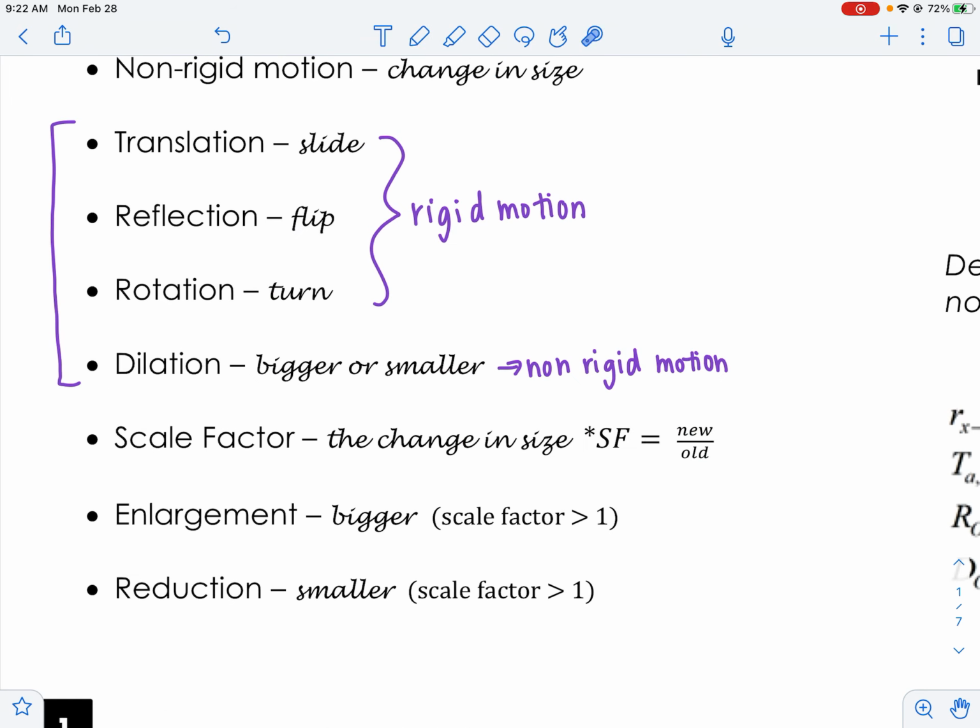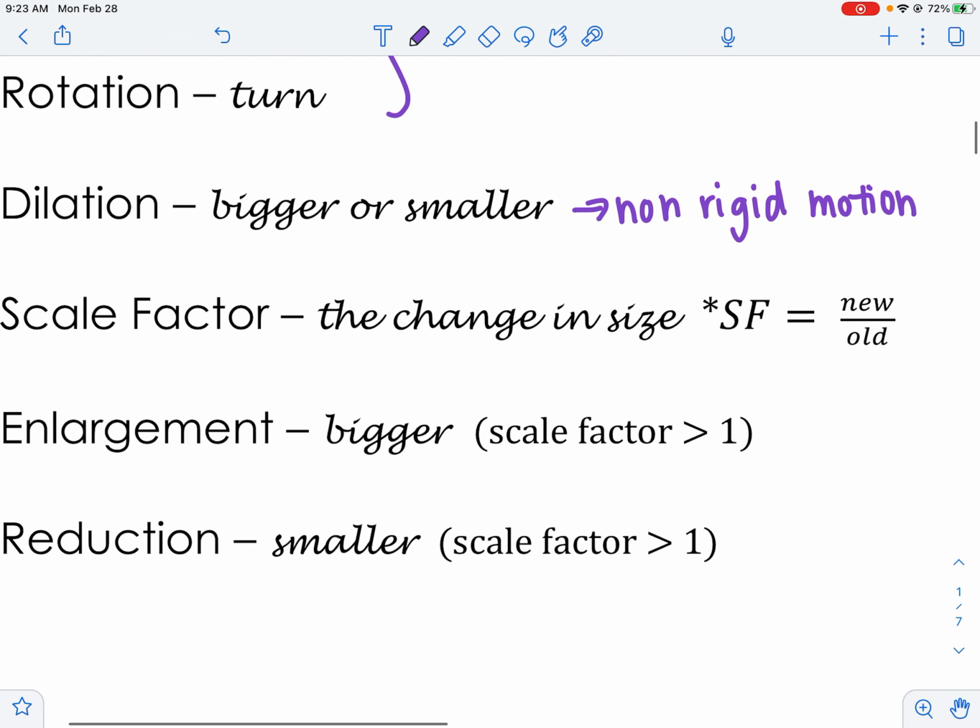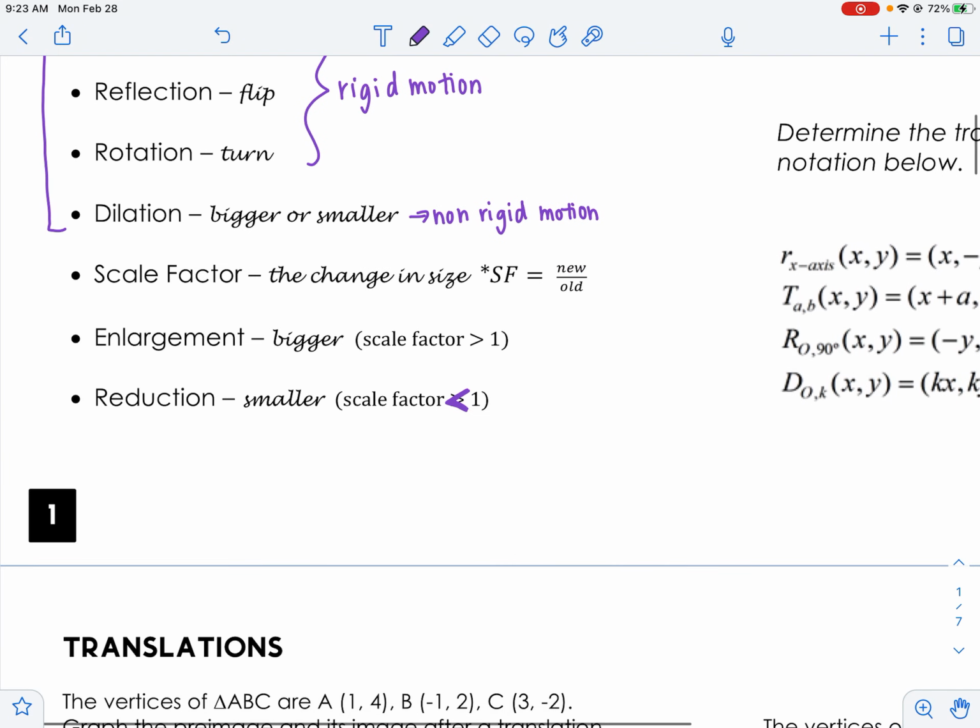For dilations, you can either have an enlargement or a reduction, meaning that it either gets bigger for enlargement or smaller for reduction. And the scale factor is that change in size. For example, if I double everything, that would be a scale factor of 2. If I triple it, that would be a scale factor of 3. Those are enlargements because my scale factor is bigger than 1. But if I halved it, or did 1/3 of it, or 1/4 of it, those scale factors are less than 1. So change this greater than symbol to a less than symbol, and that makes it smaller. Whenever you have a reduction, your scale factor is less than 1.